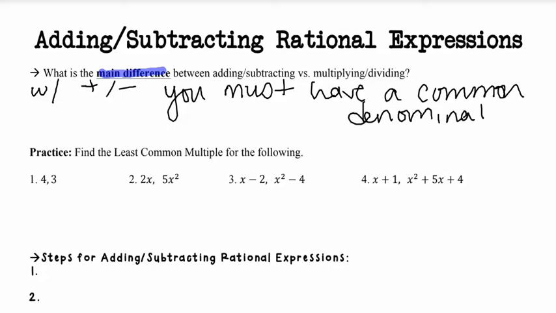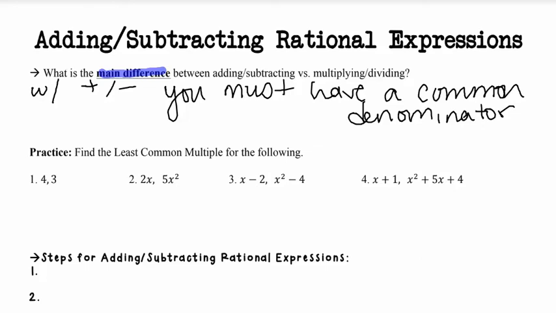Okay? So with multiplying and dividing, it was a little easier because we could just factor all of the trinomials or any of the quadratic expressions, and then we could cancel things out. When I'm adding and subtracting, I'm not allowed to just cancel things out. I have to find a common denominator first before I can add or subtract the numerators. So let's go ahead and practice.